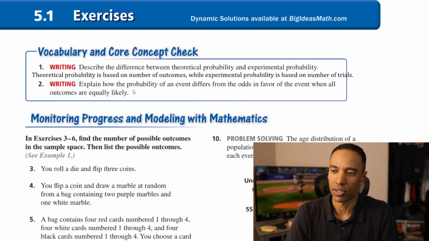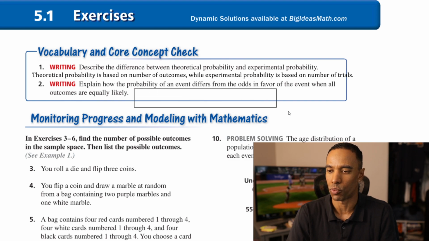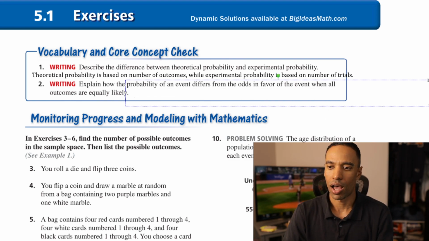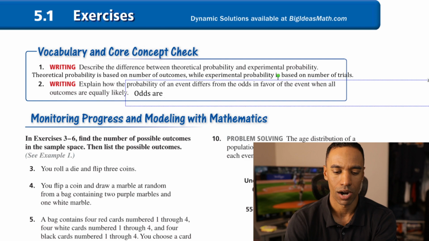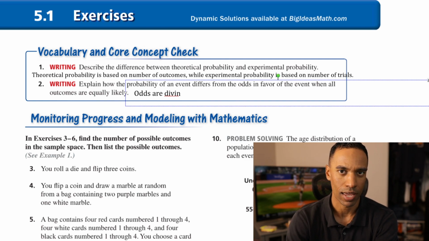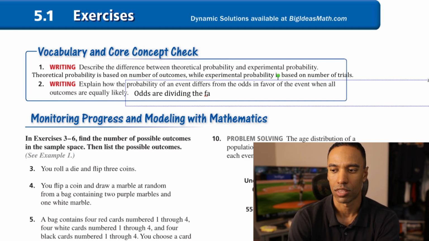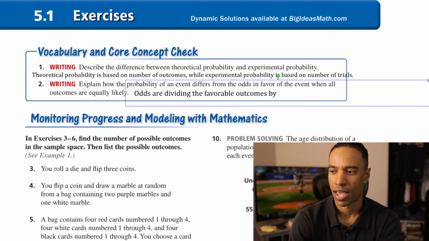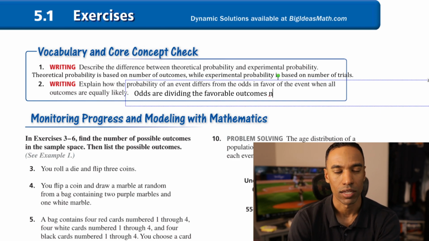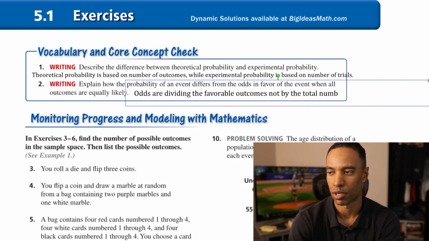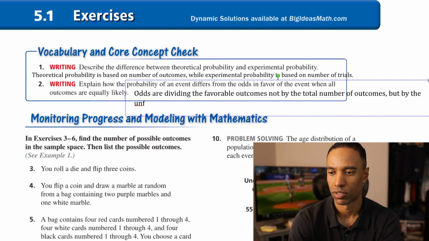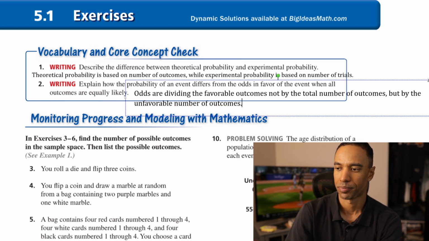Explain how the probability of an event differs from the odds in favor of the event when all outcomes are equally likely. So odds are dividing the favorable outcomes not by the total number of outcomes, but by the unfavorable number of outcomes. And that's the difference there.